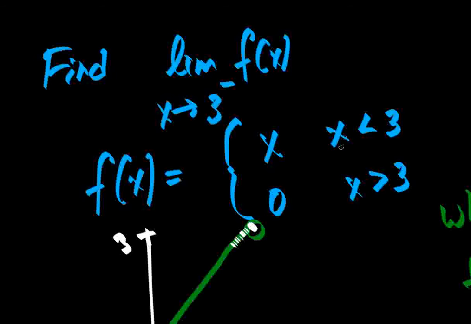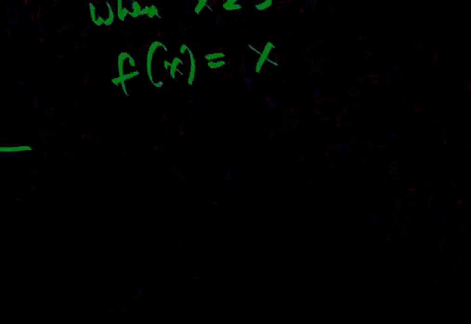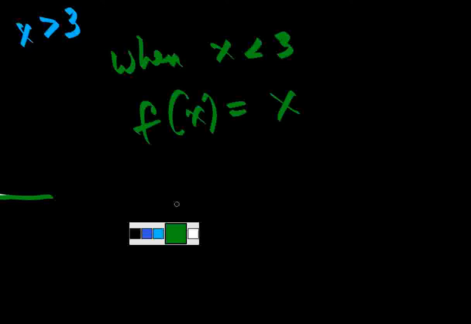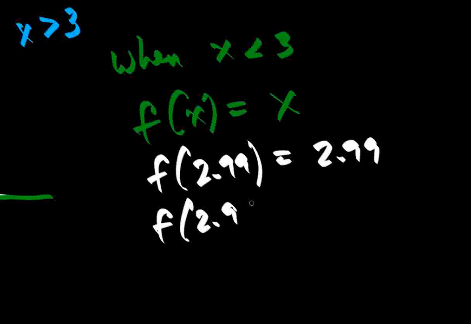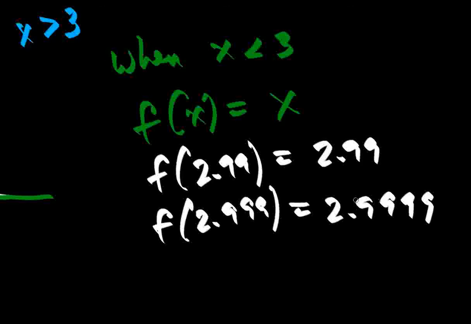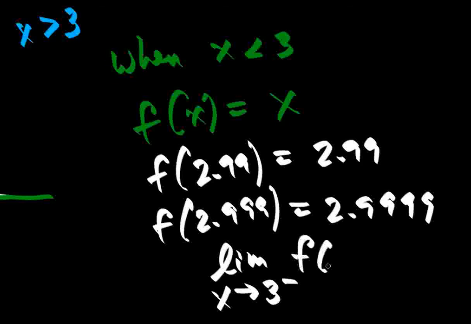f of x equals x when x is less than 3. So if I'm going to plug in numbers slightly less than 3, let's say f of 2.99, well, that is 2.99. If I plugged in f of 2.999, I get 2.999 out. This is a very simple function. So I could say my limit as x approaches 3 from the left of f of x is absolutely 3. That would be my final answer.